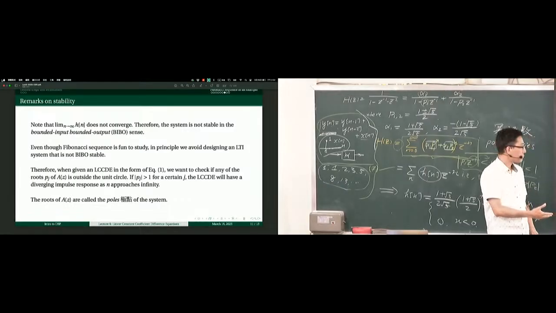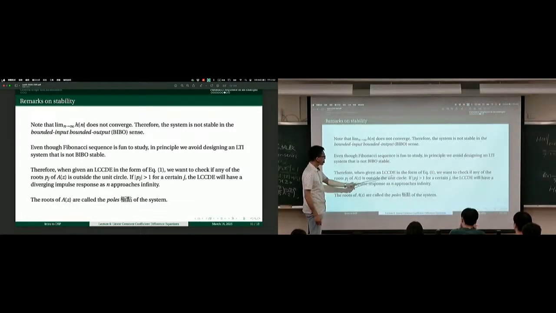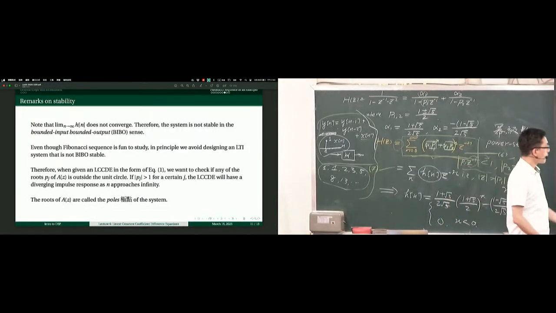Let me read this. Therefore, when given a difference equation, which might be from somebody you employed, in the form of equation 1, a linear constant coefficient difference equation, we want to check if any of the roots, denoted as p_j, any of the roots of A of z is outside the unit circle. Check that.